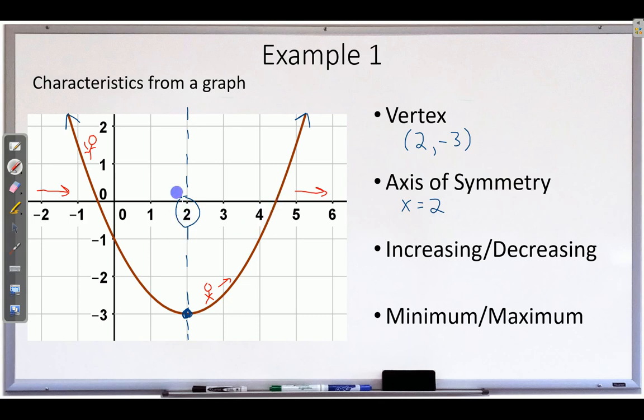Now that person would be increasing. So to the left of 2, we are decreasing, and to the right of 2 we are increasing. So decreasing, that is whenever our x values are smaller than 2. And then when our x values are bigger than 2, we are increasing.